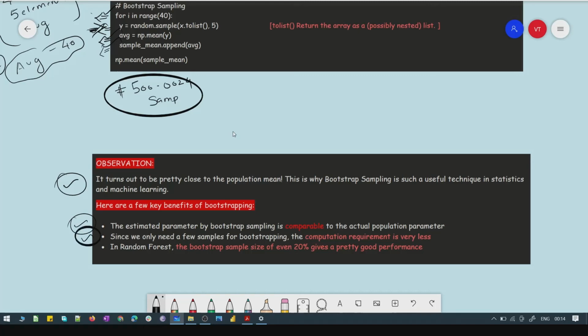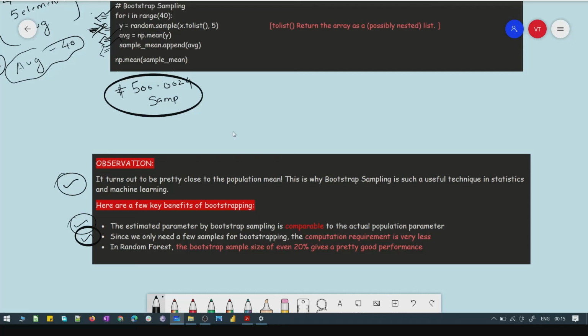You just took some sample, and then you are able to infer the population parameter more effectively, right? That's your second point. And this gets used in random forest, okay? Even if you have a very small size, if the sample is formed using bootstrap sampling, then the random forest tends to give a very good performance. So these are all the benefits that you get by using bootstrap sampling.